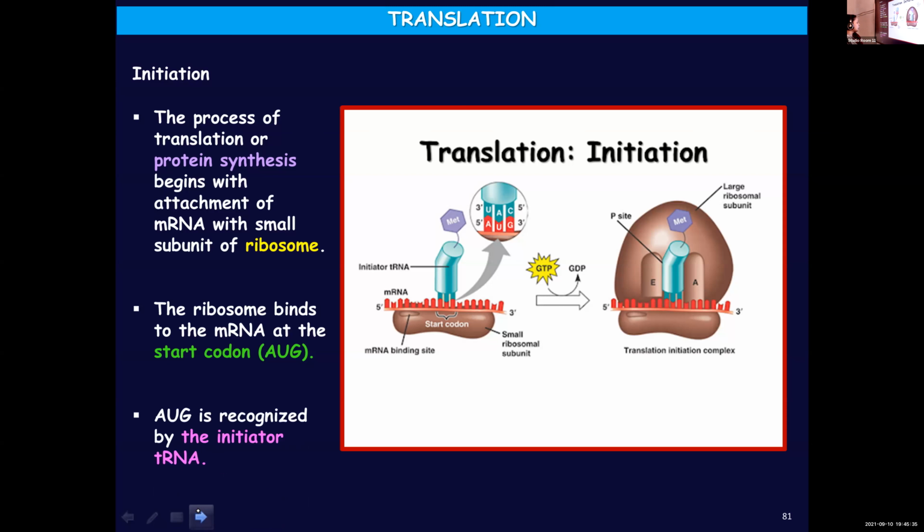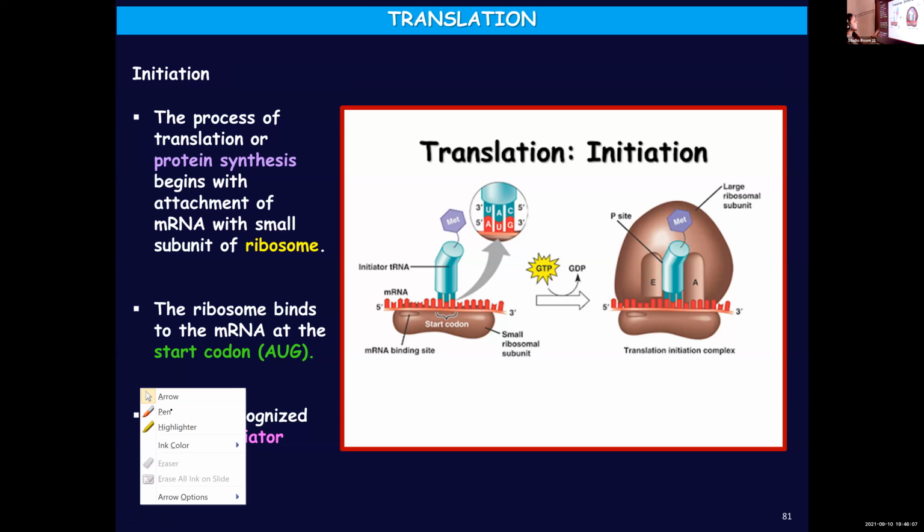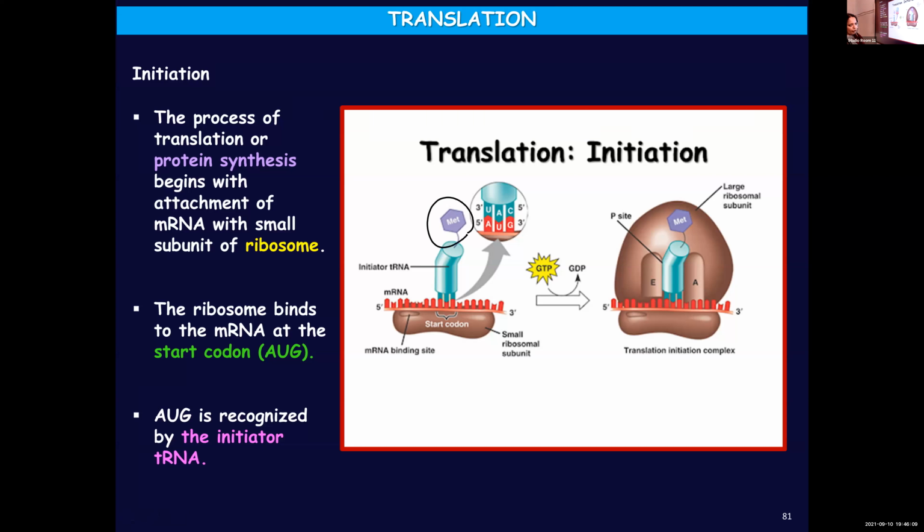And this will be followed by the recognition of AUG. AUG is the start codon where the translation begins. The initiator transfer RNA is the one which has the anticodon for methionine. You know that the start codon codes for methionine and it also helps in beginning the process of translation. So AUG, the start codon, will be recognized by the initiator transfer RNA, and this initiator transfer RNA has methionine.